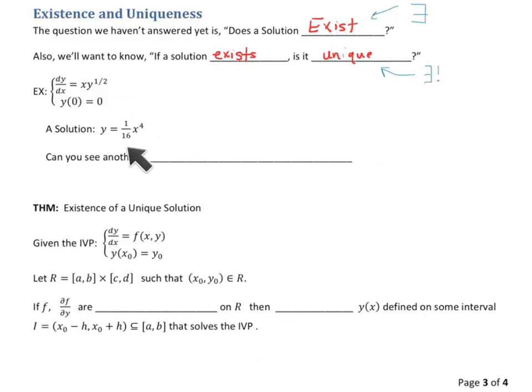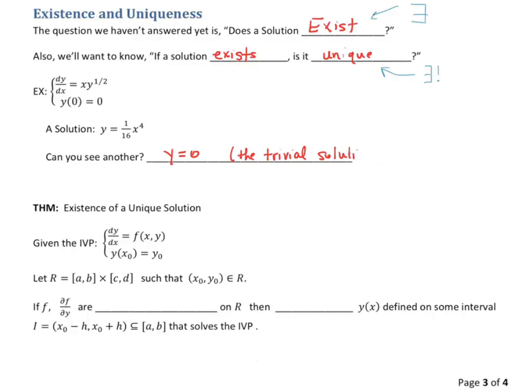So this is a solution to this differential equation up here, and it also satisfies the initial conditions, because if I plug in 0 here, I get y is equal to 0. Voila, that works. But the question is, can you see another solution? And if you don't see it right away, always go back to the trivial solution and see if it works. The trivial solution is y is equal to 0.